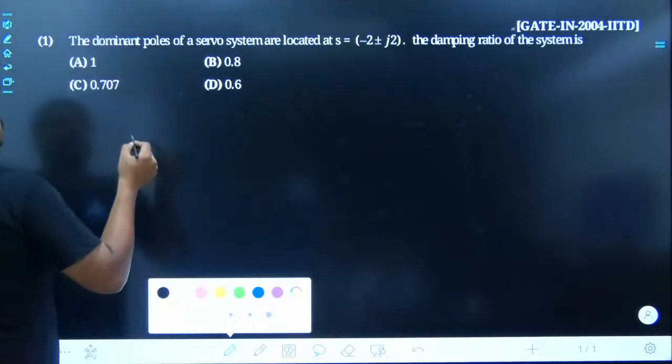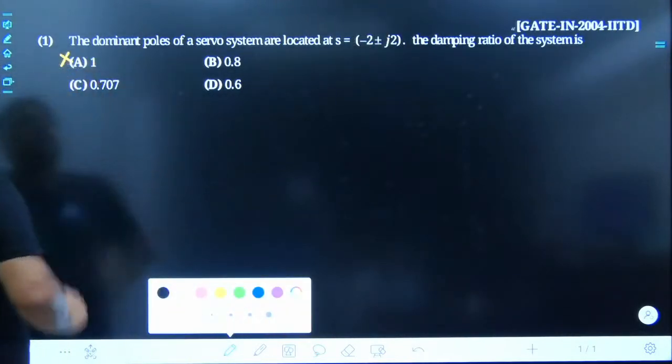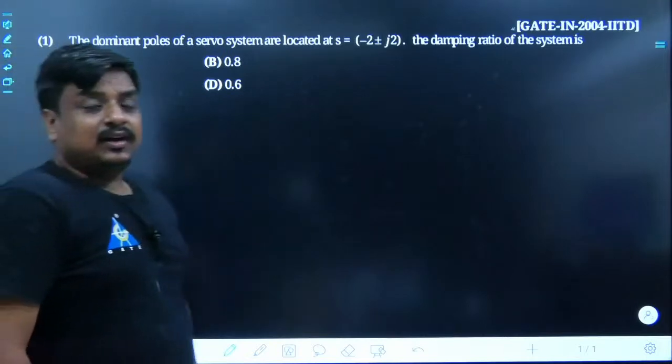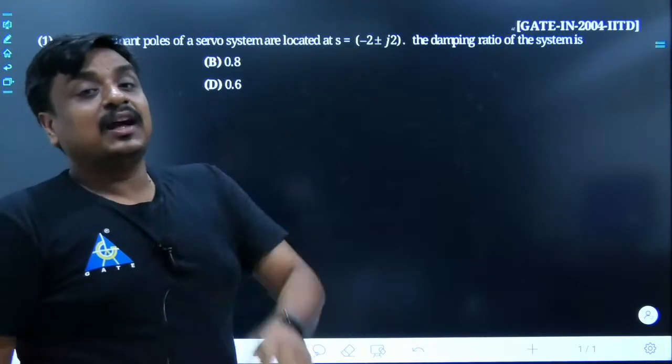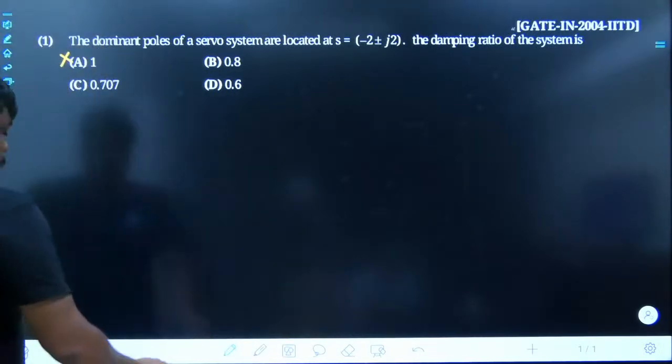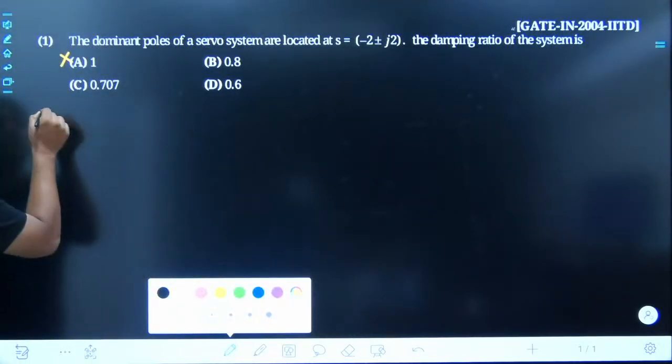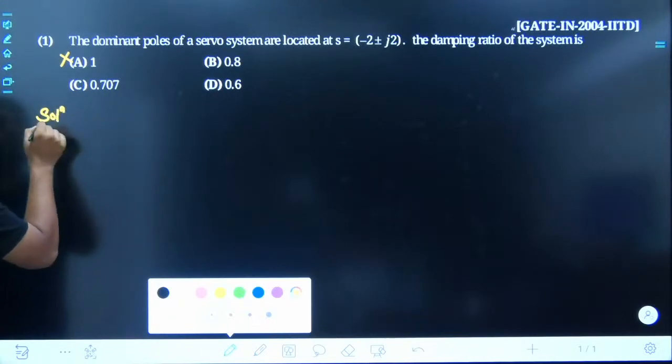Out of the 4 options, definitely A can be ruled out, because when zeta is 1, the poles are purely real, repeated, and have a negative real part. So option A has been ruled out. Anyways, focus on the data which has been supplied along with this problem.